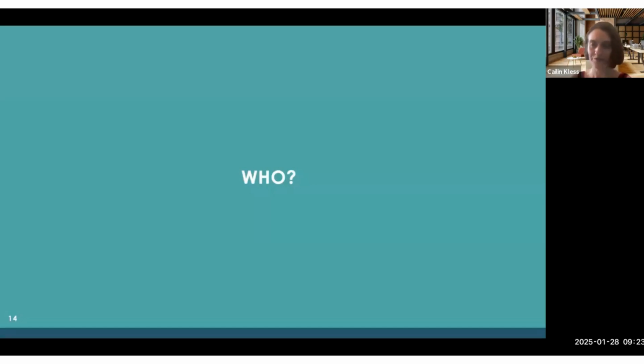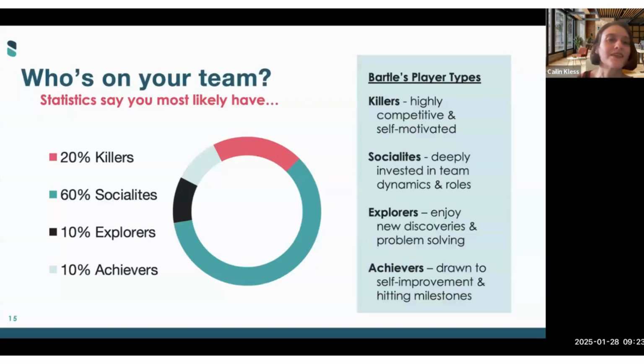So in terms of who, you probably know what teams you're in charge of, you know who you're going to be inviting. So I'm going to focus on one of our special interest topics, which is player types and how each individual person on your team is motivated based on their own personality, their own experiences. So statistics say you most likely have socialites dominating your team.